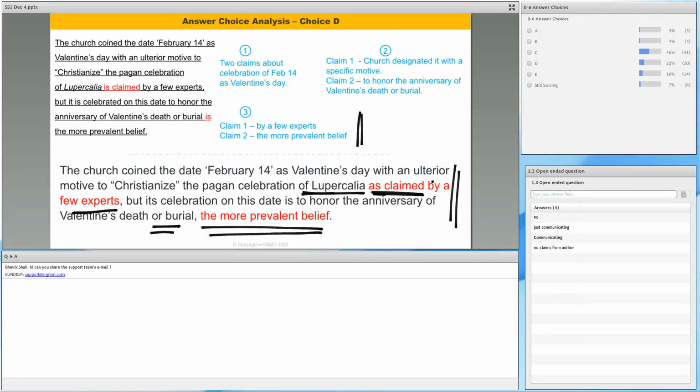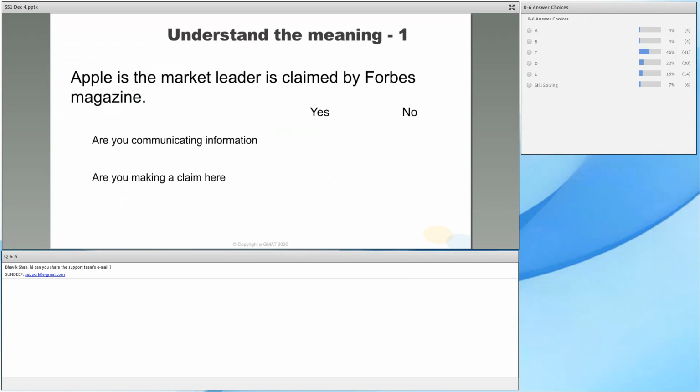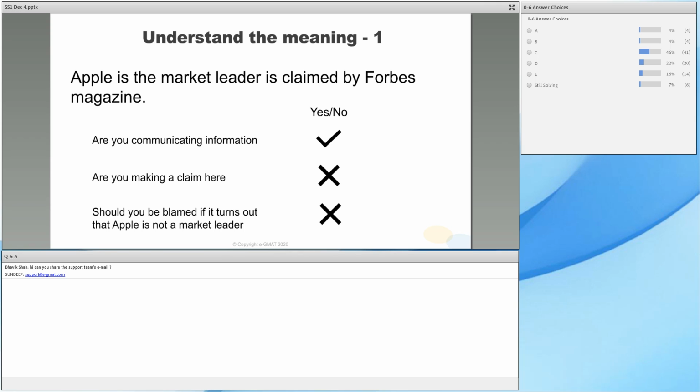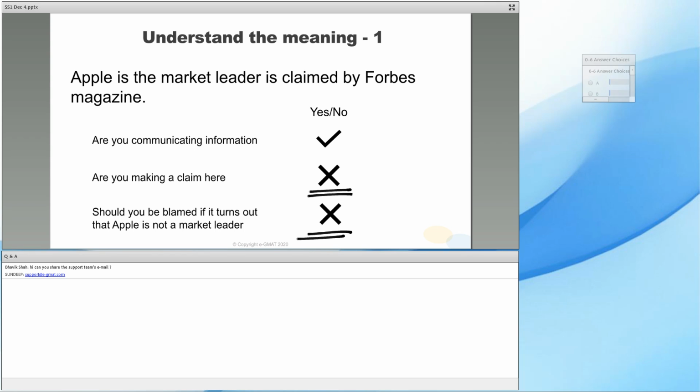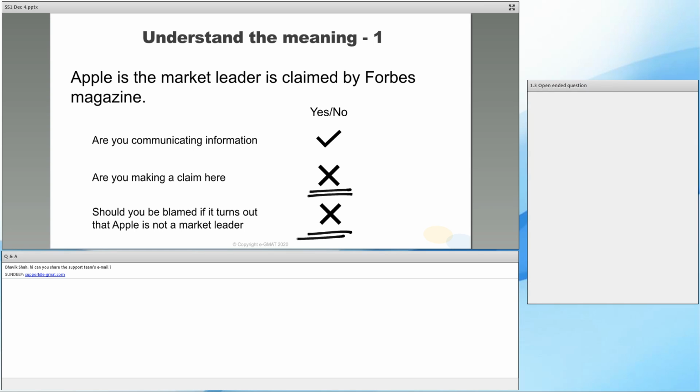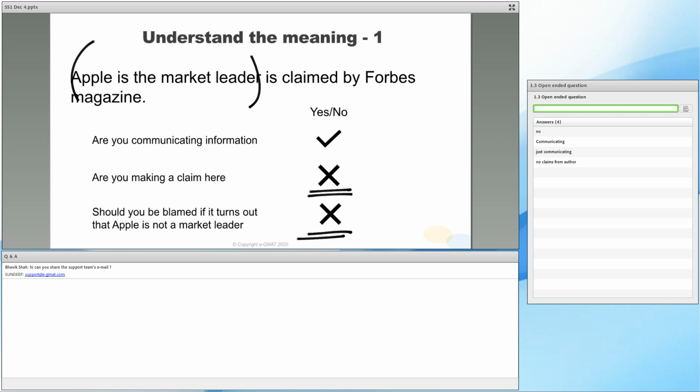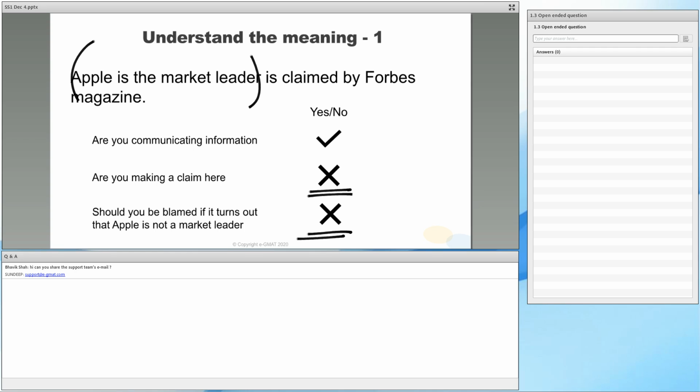If you want to understand the distinction, let me show you 2 simple sentences. "Apple is the market leader is claimed by Forbes magazine." If you write this sentence, are you communicating information? Yes. Are you making a claim here? No. Should you be blamed if it turns out that Apple is not the market leader? Absolutely not. Why? Because all you're really saying is there's something XYZ, and this part is claimed by Forbes magazine. You're just communicating information, which means you can't be blamed. Take a look at this sentence: "Apple is the market leader is claimed by Forbes magazine." You're merely communicating information. Can you see this?